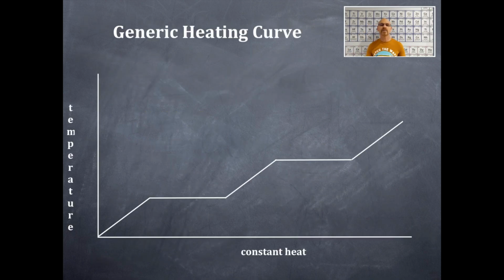So today we're talking about a generic heating curve. You should see that there's a graph right here, and it is temperature versus constant heat. Okay? All right, so all of these look like this. They could be compounds, they could be elements. I'm going to give a specific example with water since that is the most frequently used one.